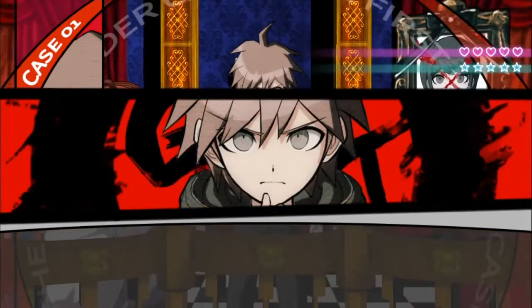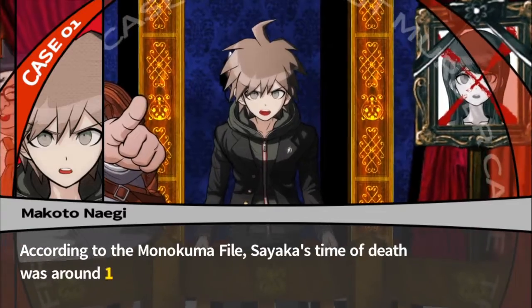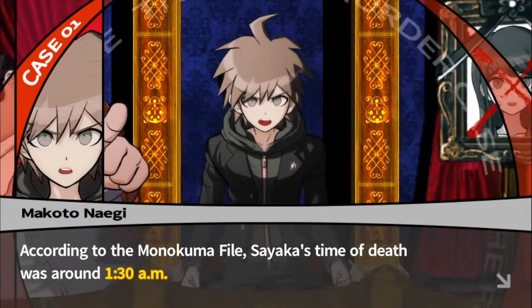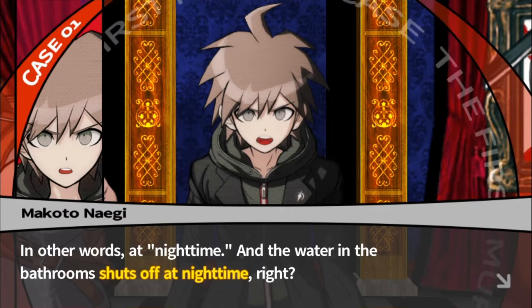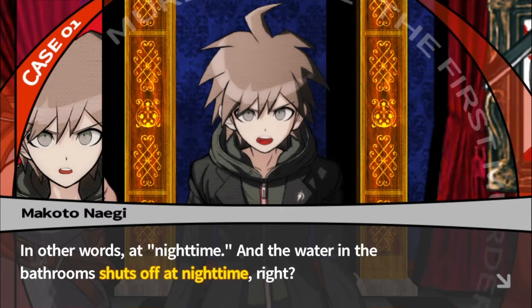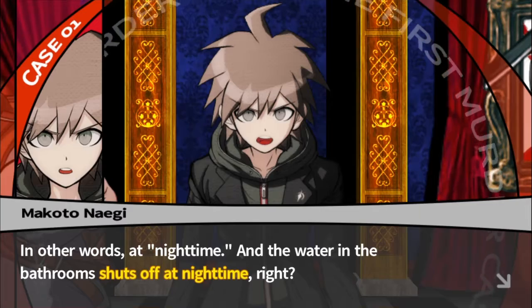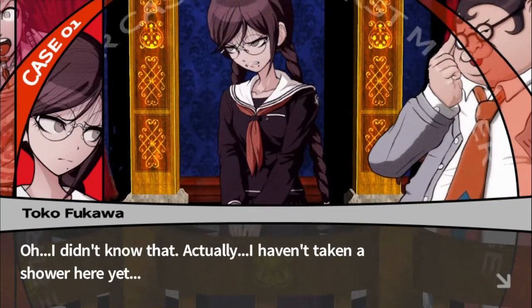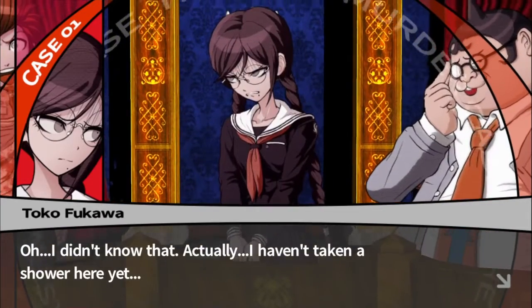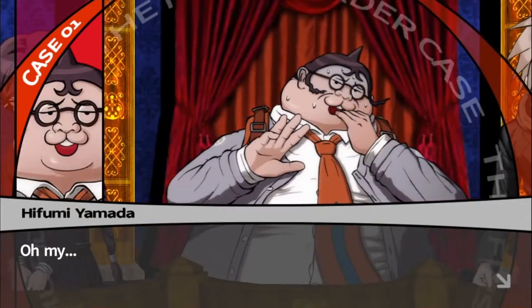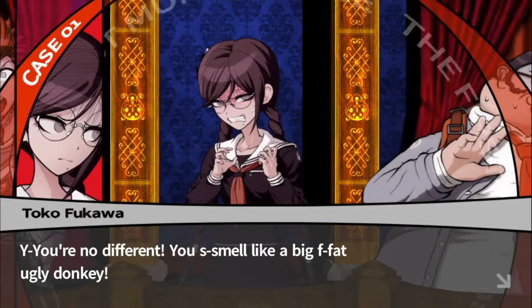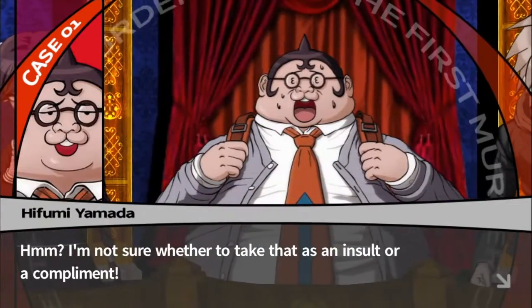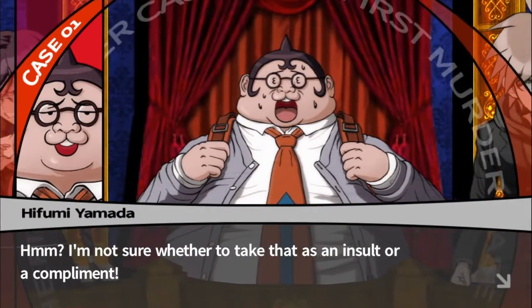I got it! According to the Monokuma file, Sayaka's time of death was around 1:30 a.m. In other words, at nighttime. And the water in the bathroom shuts off at nighttime, right? Oh, I didn't know that. Actually, I haven't taken a shower here yet. Oh my. You're no different. You smell like a big fat ugly donkey. I'm not sure whether to take that as an insult or a compliment.